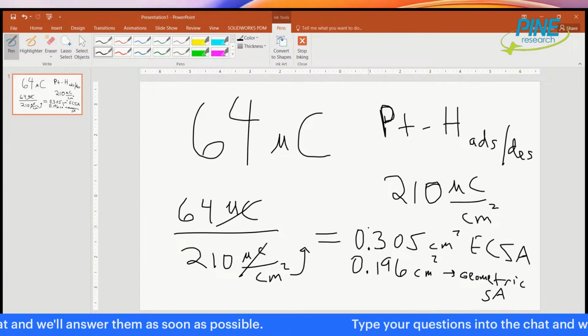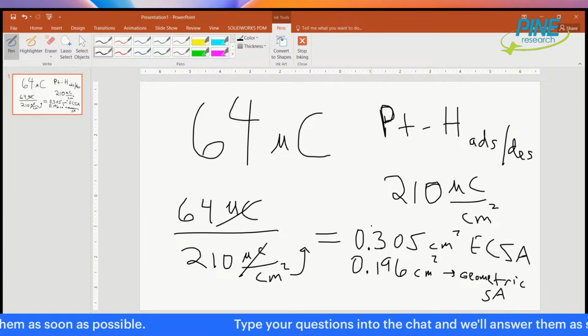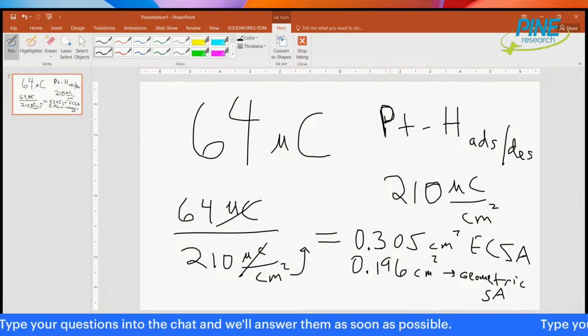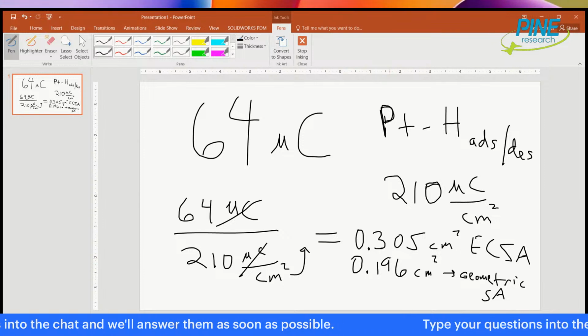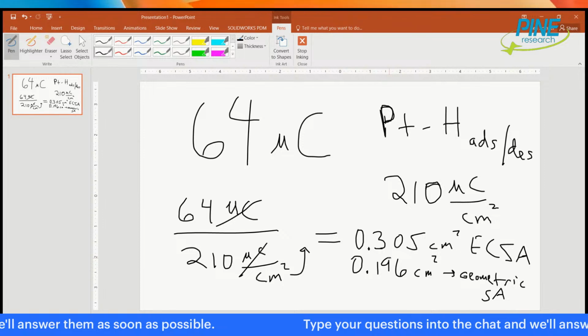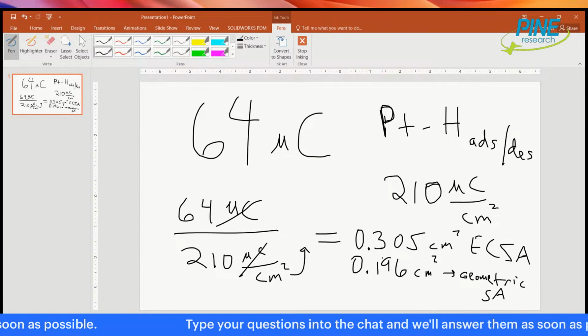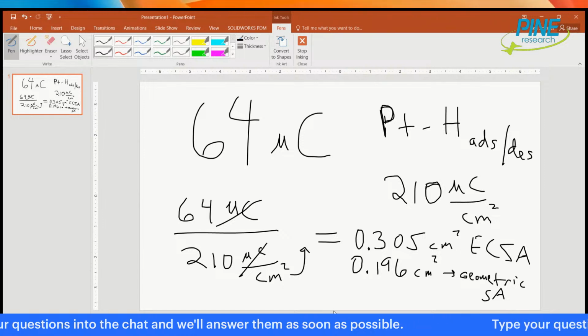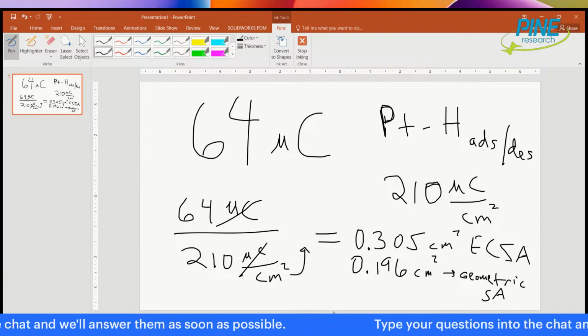So there are a lot of subsequent kinds of analyses that folks will do to explain why the ECSA is some number that's higher, or maybe it's lower because your material isn't particularly active, et cetera, right? But that is, in short, how you calculate ECSA for this specific kind of process.